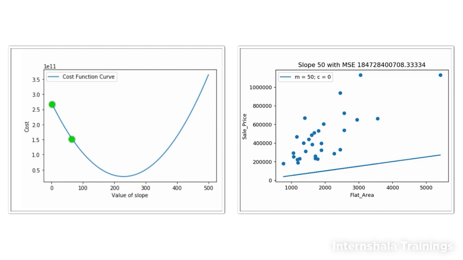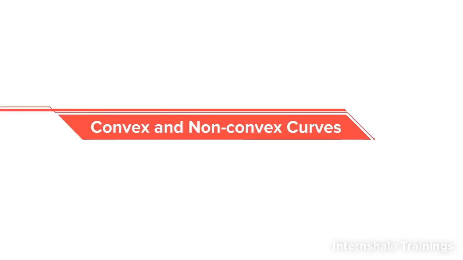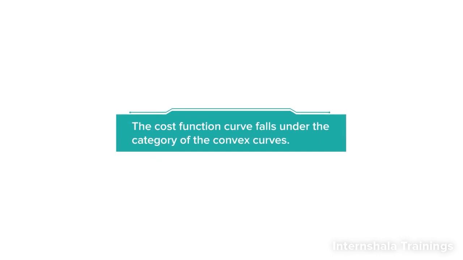as we can see here. Now if we move further on the curve, we can see that the cost keeps on decreasing to a minimum value until a certain value of slope as shown by the red dot. But once we start increasing the slope further than that point, the cost starts to increase again. The cost function curve, which we just saw, falls under the category of convex curves. Now let's discuss convex curves and non-convex curves.